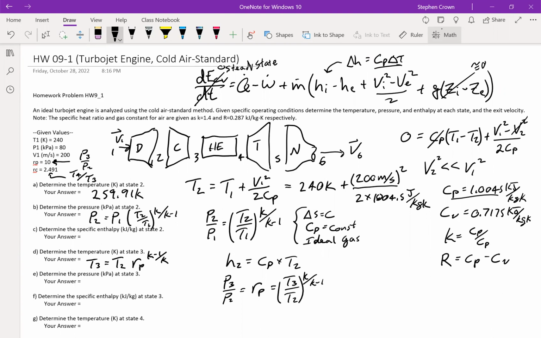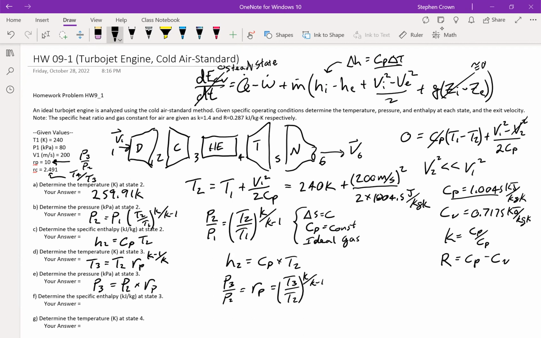I've already done the algebra for P2, but I can write it here. H2 equals Cp times T2. And then of course the pressure at state 3 is P2 times Rp. And so we'll go on this way through the rest of the problem. I think this gets you started enough.